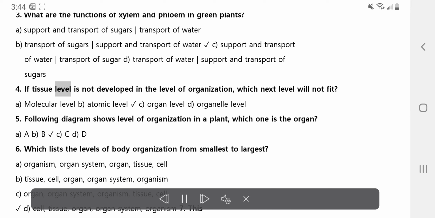4. If tissue level is not developed in the levels of organization, which next level will not fit? A. Molecular level. B. Atomic level. C. Organ level. D. Organelle level.